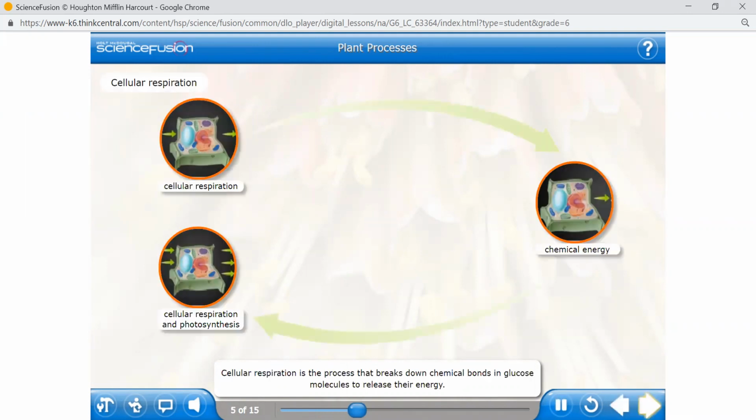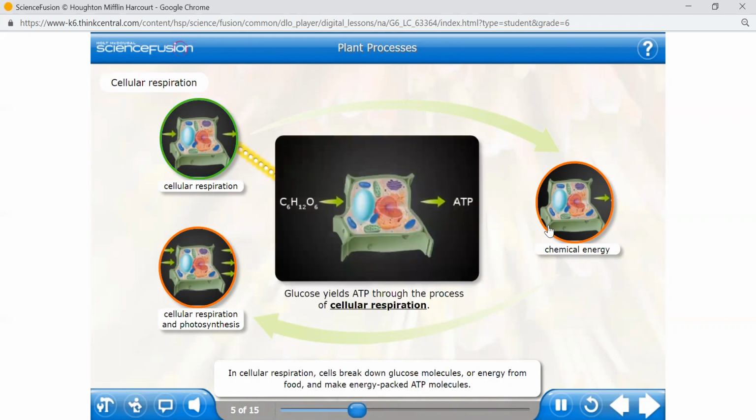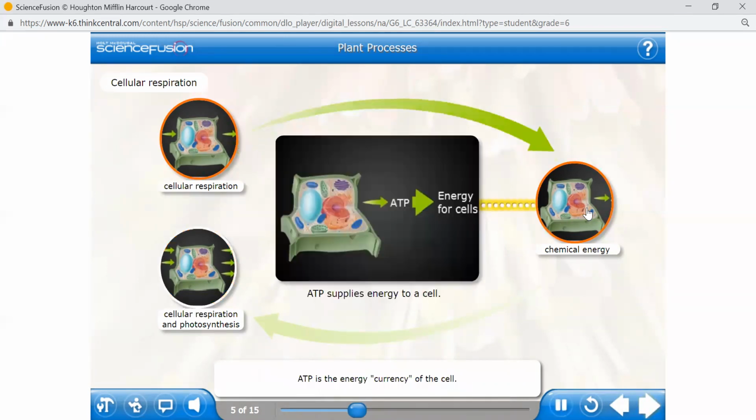Cellular respiration is the process that breaks down chemical bonds in glucose molecules to release their energy. That energy is then stored in molecules of ATP, which is adenosine triphosphate. This process occurs in both plant and animal cells. In cellular respiration, cells break down glucose molecules, or energy from food, and make energy-packed ATP molecules. ATP is the energy currency of the cell. It's used to supply energy for cellular processes such as cellular transport.